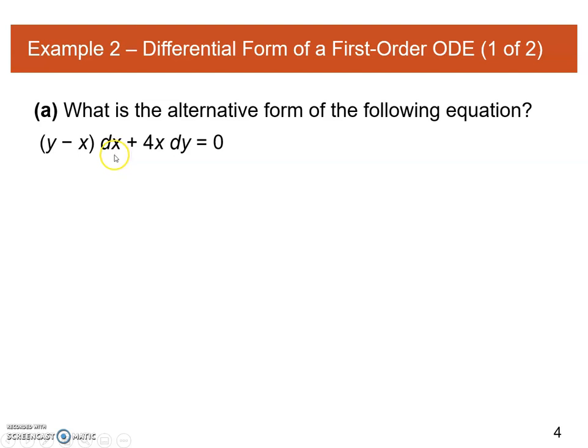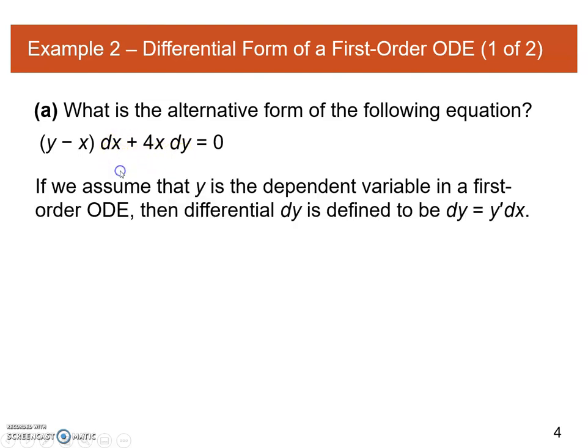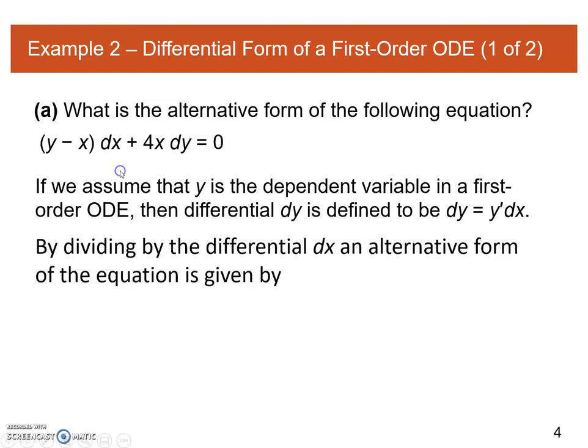If we want to make it into dy over dx, what we can do is divide throughout this equation by dx. If you divide this by dx, dx will cancel out from here, and then we will get this equation.